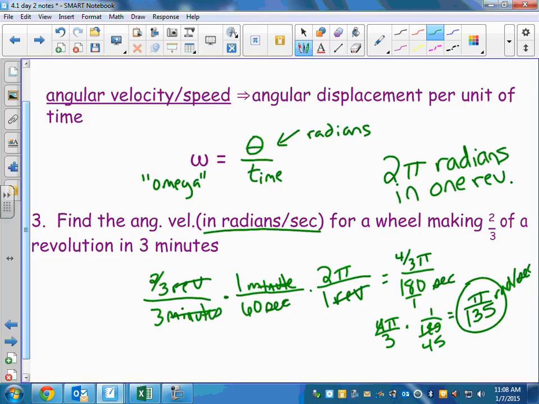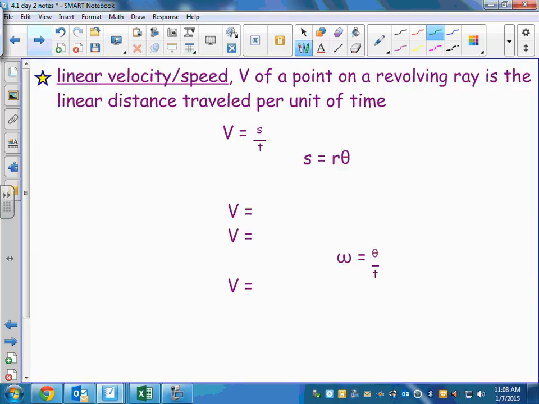Okay, so angular velocity, not really that bad. You just do the units that they tell you. But then we have something called linear velocity, and I like to try to make you derive this formula. I should just give you the formula. But linear velocity or linear speed is the linear distance traveled per unit of time, which makes more sense for people. People aren't really good at thinking about radians traveled per time.